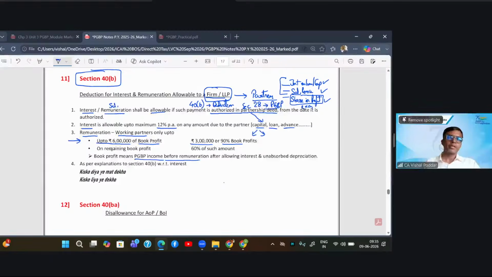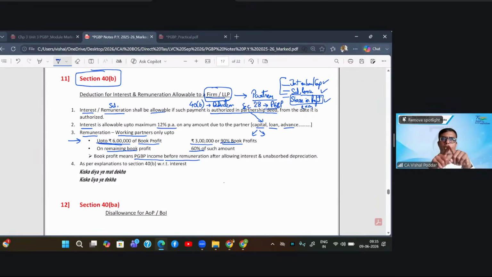If your book profit exceeds 6 lakhs, let us say it is 9 lakhs, then for 6 lakhs, you will take 90% and for the remaining, so in my example, the remaining is 3 lakhs. On 3 lakhs, you will take 60%. So this is how you will compute your book profit based remuneration. And this amount, whatever you'll get on the first 6 lakhs at 90% and on the remaining book profit at 60%, this total is the maximum remuneration of which the firm can claim deduction.